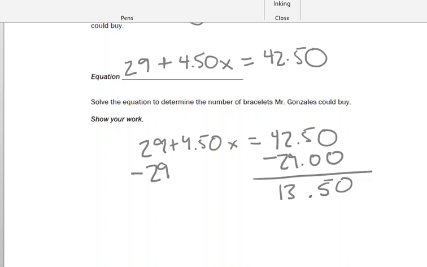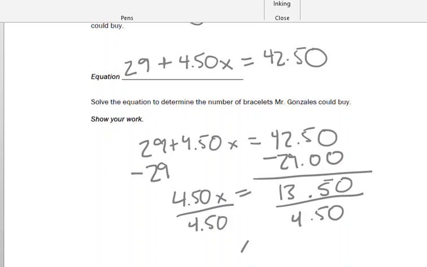So I'm left with 13.50, and I have my 4.50x is equal to 13.50. If I divide both sides by 4.50, I'm left with x is equal to 3. And so my answer is that he can buy 3 bracelets.